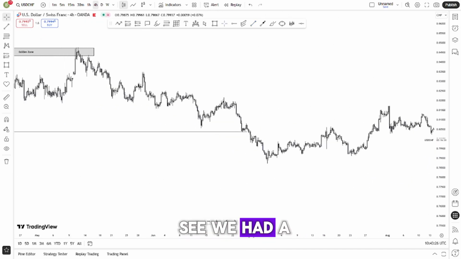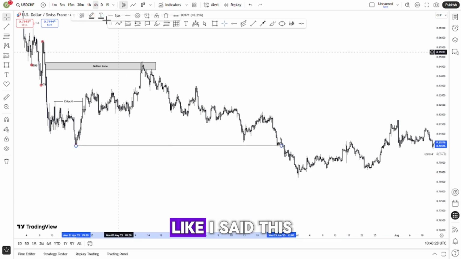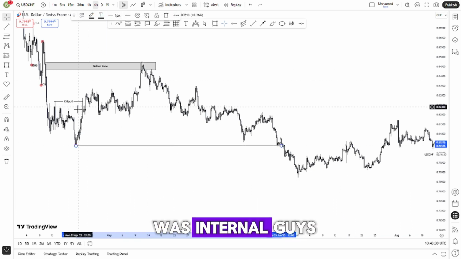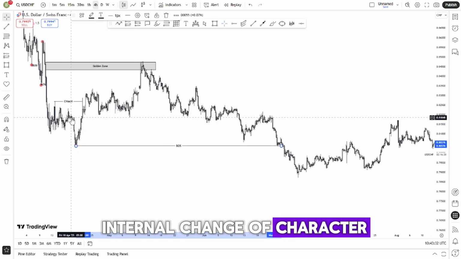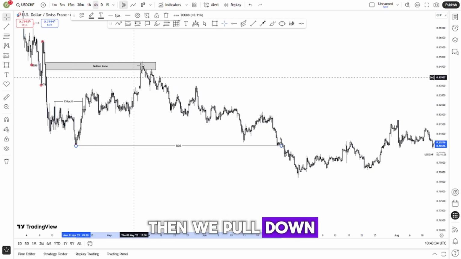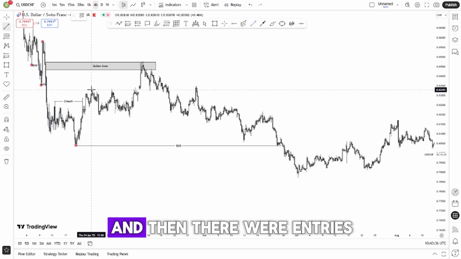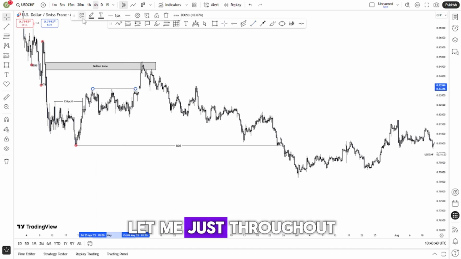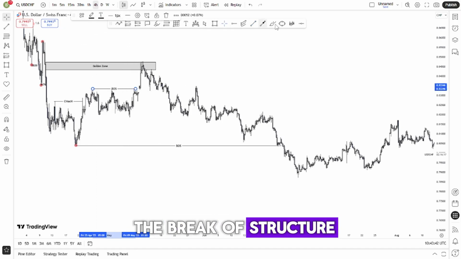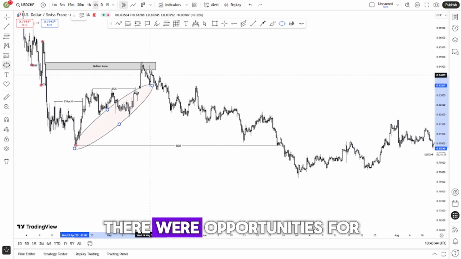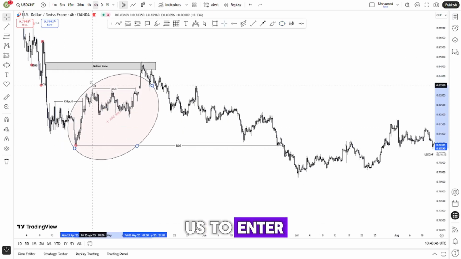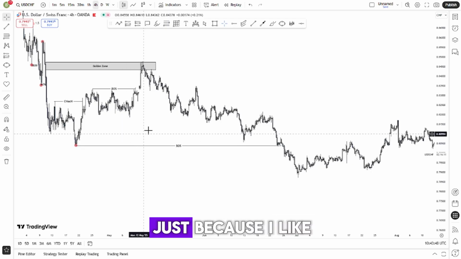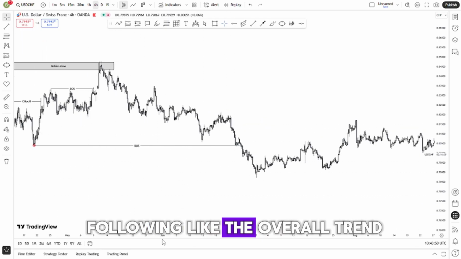So as you can see, we had a new break of structure. Like I said, this was internal, guys. This was an internal change of character. We pulled up, then we pulled down, then we continued to push up, and then there were entries within this price leg here. Let me just draw the break of structure. So within this price leg here, there were opportunities for us to enter, but I didn't enter on that one just because I like following the overall trend.